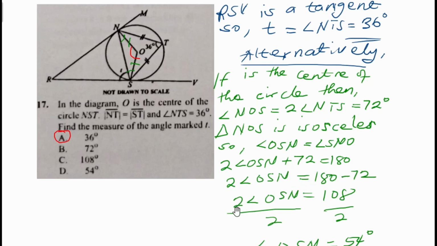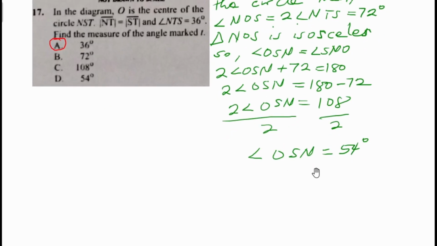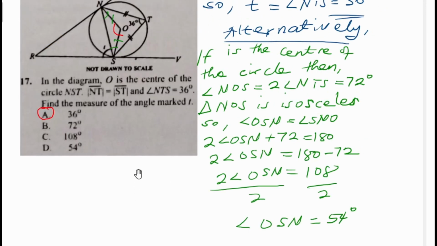Then solving further, twice angle OSN will be equal to 108 degrees, and dividing both sides by 2, angle OSN will be equal to 54 degrees. But that 54 degrees is just here, and we are looking for T, which is outside that. But why are we doing that? This is a tangent, so the radius OS will be perpendicular to it, which is another circle theorem, that any line through the center of a circle is perpendicular to the tangent to the circle. So it means that T plus OSN will be equal to 90 degrees. So that is what I'm going to do now.